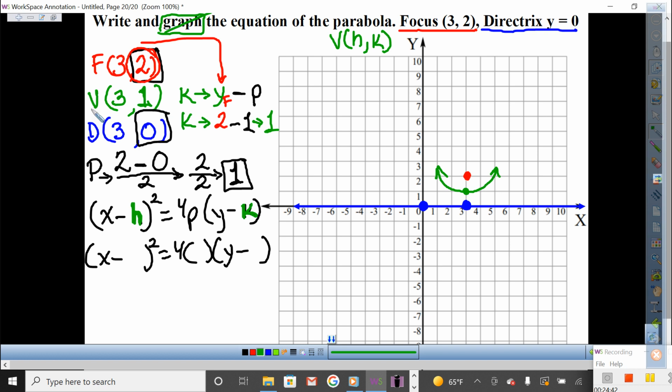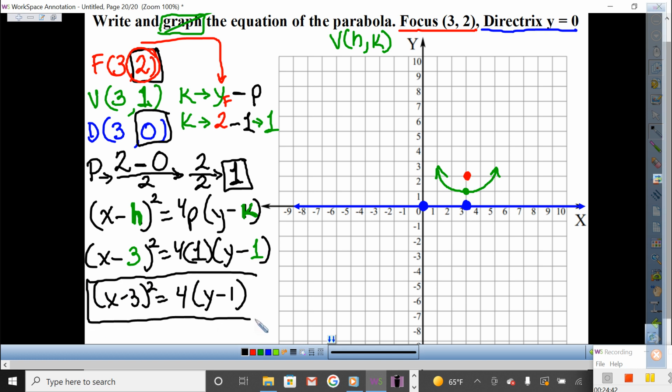Yeah, the vertex, which is in green. This one is h, this one is k, so here I'm going to write 3, and over here I'm going to write 1. What's left? The value of p, which is 1. And now we just rewrite this. We got x minus 3 squared equals, what is 4 times 1? 4, y minus 1. And we leave it like this because this is our standard form equation.